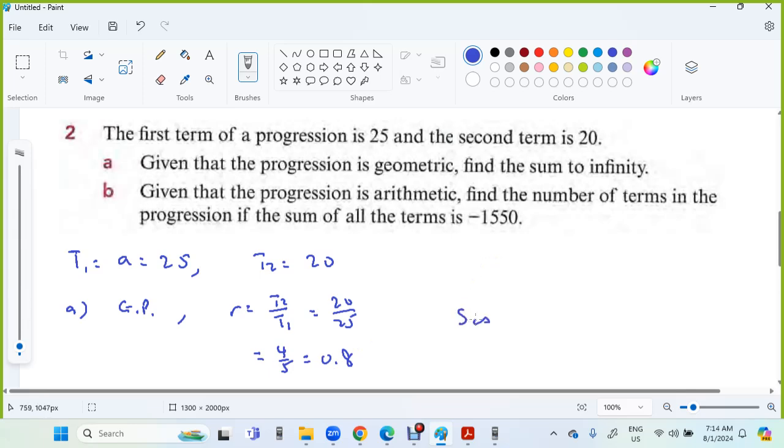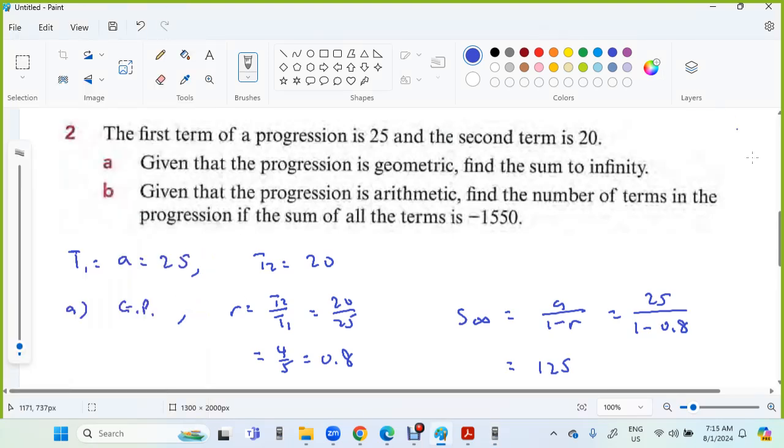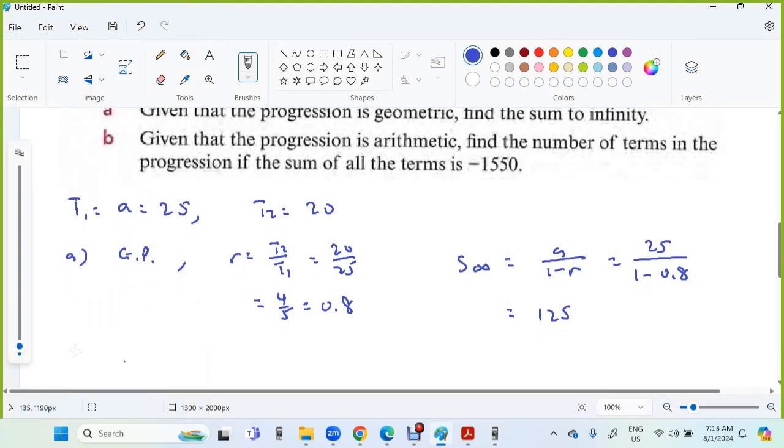So the S infinity is A over 1 minus R, which is 25 over 1 minus 0.8, that is 0.2, so it will become 125. So we have 25 over 0.2, 125. Yes.